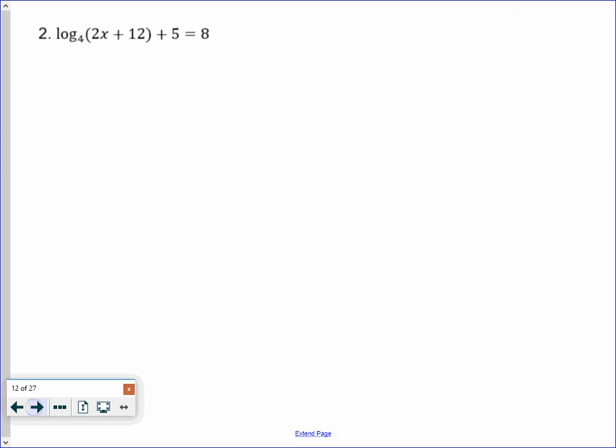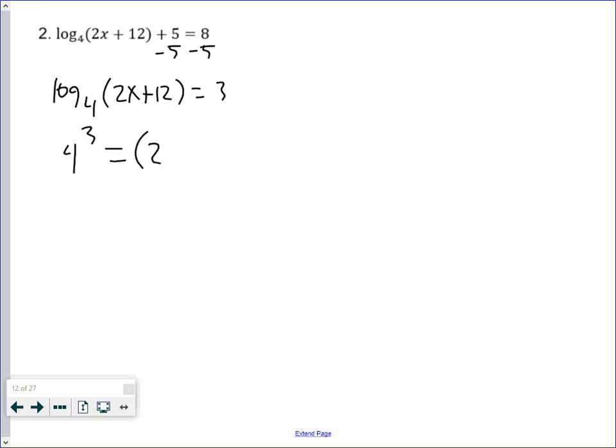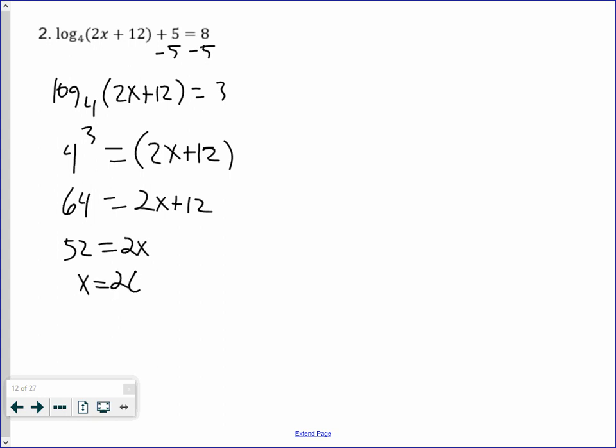So let's go on to number 2. For number 2, we have log base 4 of 2x plus 12, plus 5 equals 8. Same thing as before. We're going to isolate the log, change it to an exponential, and then solve it algebraically. So minus 5 on both sides. So we have log base 4 of 2x plus 12 equals 3. That becomes 4 to the third equals 2x plus 12. 4 to the third is 64. Subtract 12 to give us 52. And then divide by 2 to give us 26.